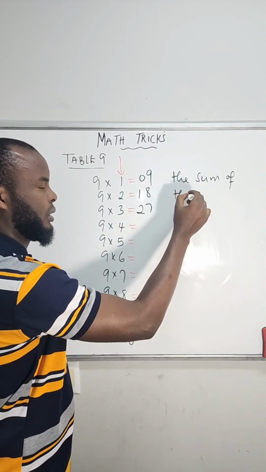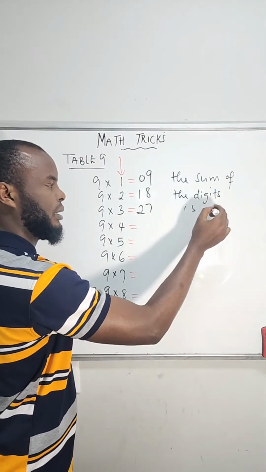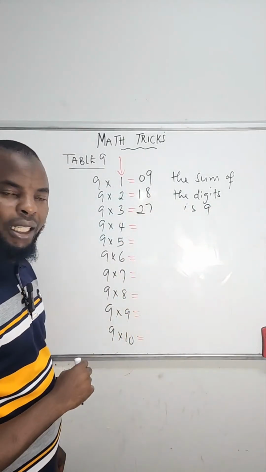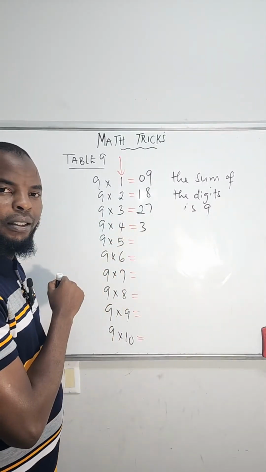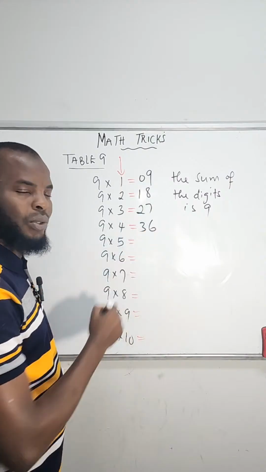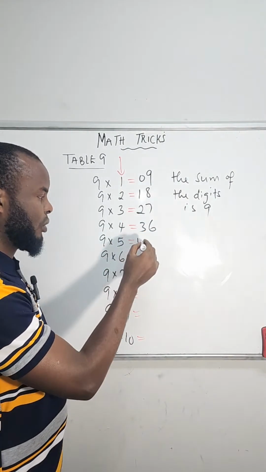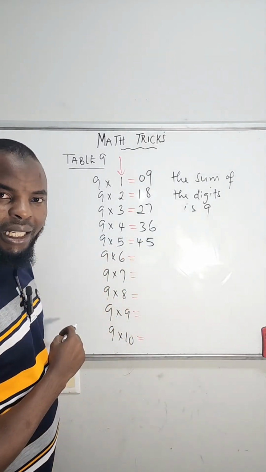So the sum of the digits is 9. 1 plus 8, 9. 0 plus 9 is 9. 2 plus 7 is 9. So take one less of 4, which is 3. To make up 9, you have to add 6 to it. Take one less of 5, which is 4. To make up 9 is 5. 4 plus 5 is still going to be 9.